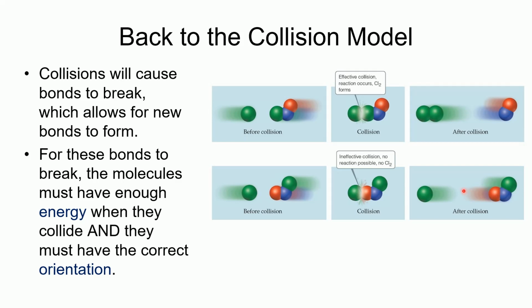So what this chapter is all about is: does it have enough energy and does it have the correct orientation? The energy part we can figure out pretty easily using math. The orientation part, we kind of have to use a fudge factor to take care of that. And I'll show you that fudge factor here in just a bit.